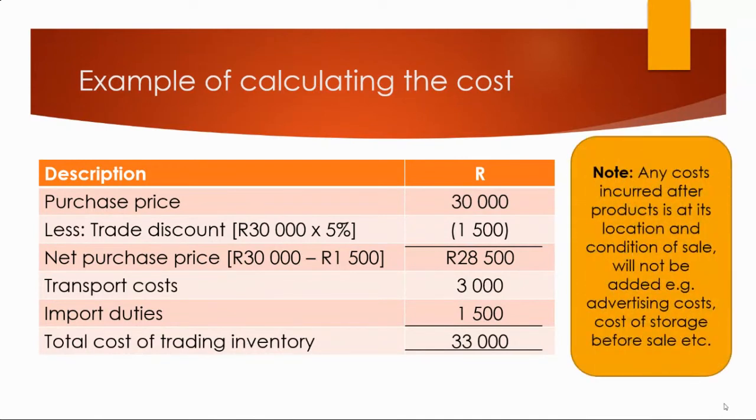Okay, now remember, any cost incurred after the product is at its location and condition of sale will not be included in the cost of trading inventory. We will show it as a separate expense in our accounting records. So that is, for example, advertising cost, cost of storage before sale, that doesn't add to the product. Those things would be separate expenses in our accounting records. Okay, just in case they ask that, just to highlight it for you guys.